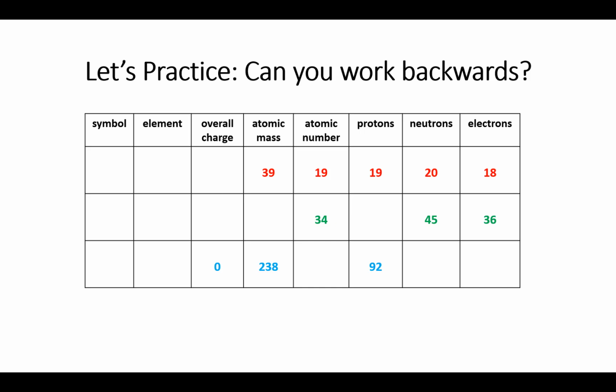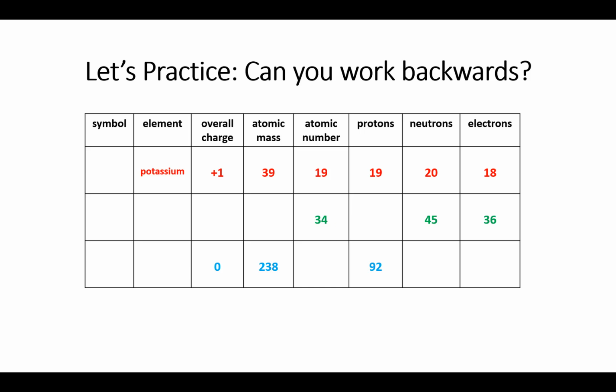Yes. Overall charge. Compare your protons and your electrons. Protons are positive. Electrons are negative. That means we've got a +1 overall. This is the atom potassium. You can figure that out by looking at the atomic number. Number 19 on the periodic table is potassium.